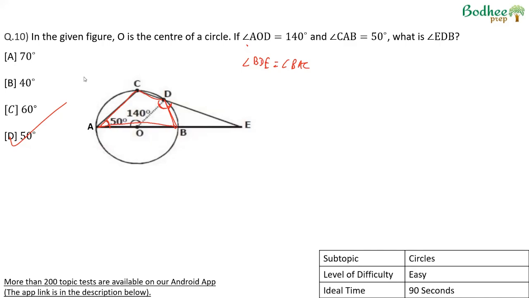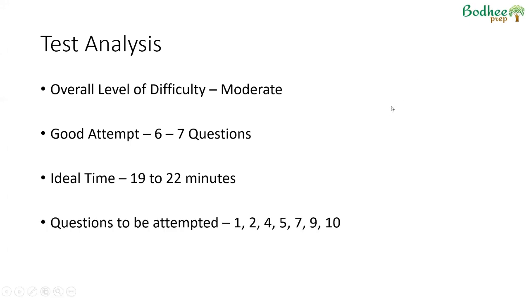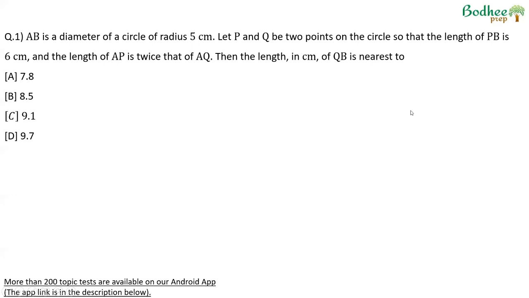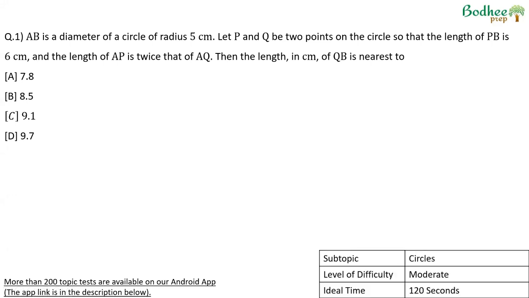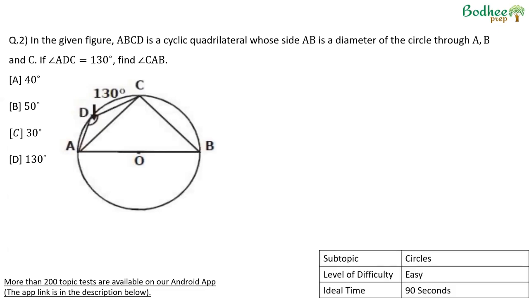So if you look at the overall paper, about moderate level and 22 minutes to solve, for 6 to 7 questions, my 6 to 7 questions would be 1, 2, 4, 5, 7, 9, 10. Which are these? I would be attempting this one because of Pythagoras theorem. This is also a basic question. Opposite angles 180 and then a 90-degree angle.